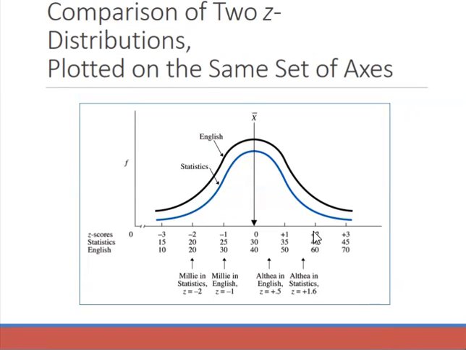So you are on the very high end of this distribution for stats, whereas a score of 50 for English is only a z-score of +1. So in comparison, you actually did better on the statistics test than you did in English when we take into account how the rest of the class performed.